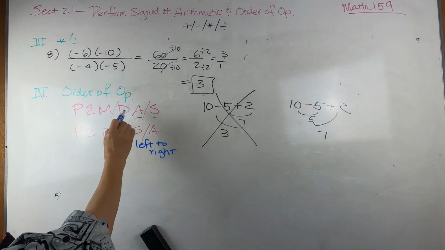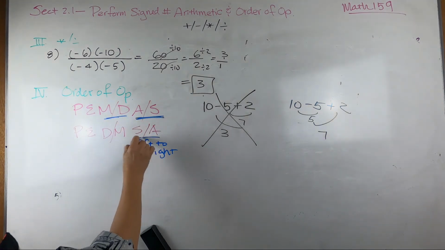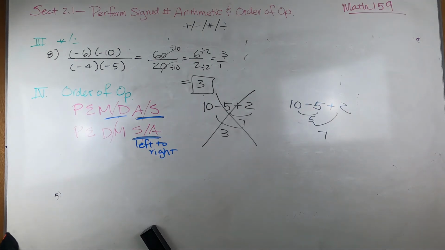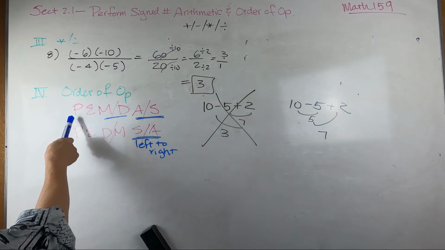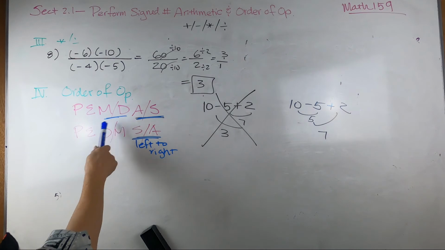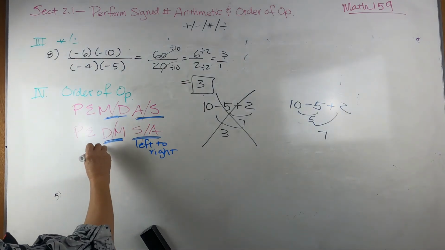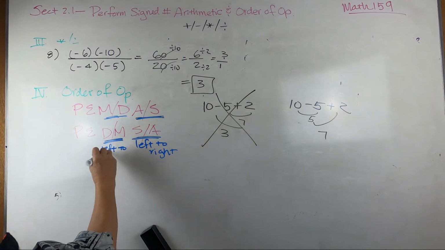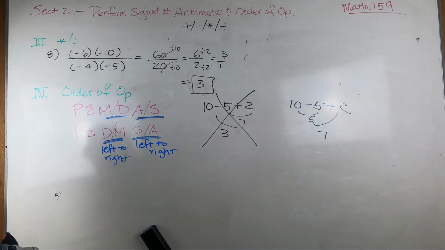Because multiplication and division is the same category, and addition and subtraction is the same category. So we need to do what? From left to right. Then parentheses, you do it first, then you do exponents, then you do multiplication and division. Same group, you have to do it from left to right. So we don't really use PEMDAS anymore.